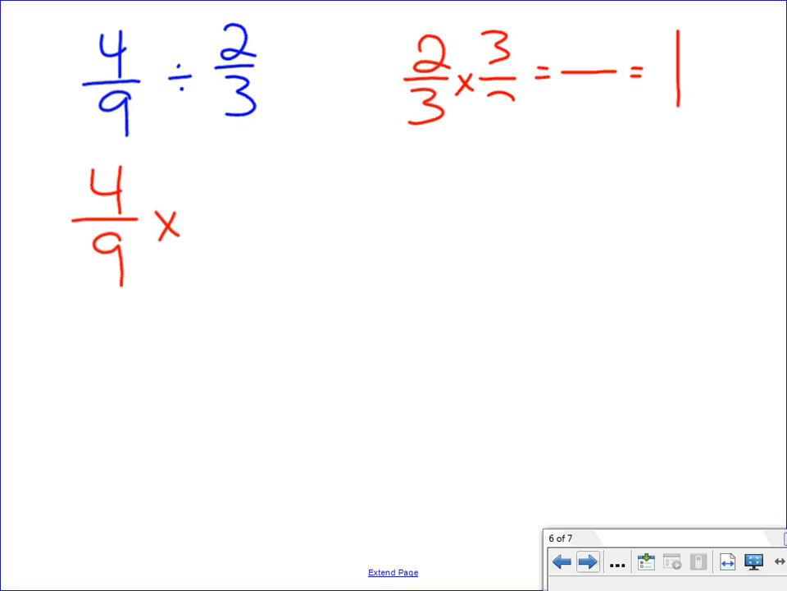So 3 over 2. 2 times 3 is 6. 3 times 2 is 6. 6 over 6 equals 1. So my new fraction, flipped, will be 3 over 2.